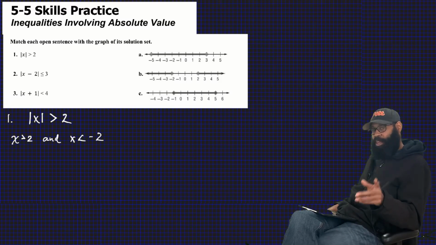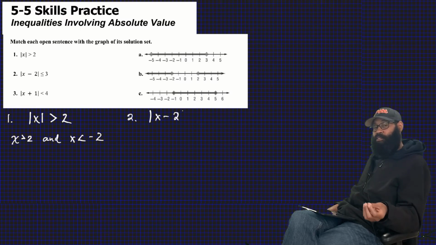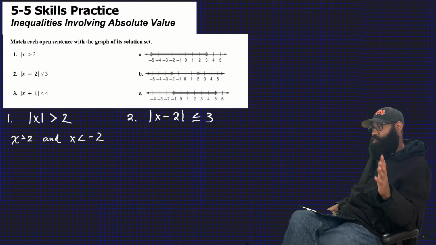And guys, flipping our sign. If you watched our earlier videos, you understand that flipping the sign is critical when multiplying or dividing by a negative. And when we're doing these absolute values, it's just as important.